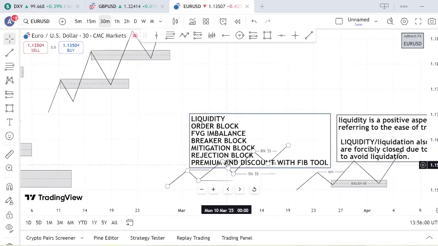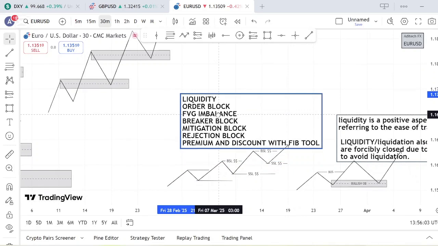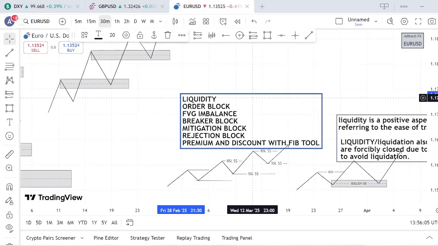Now rejection block also, I'll show you on the chart. Now we also have premium and discount with the fib too.